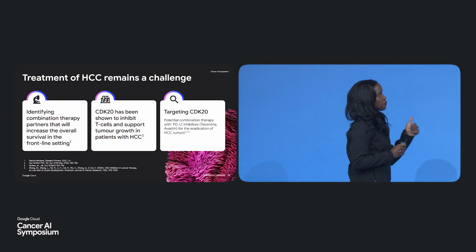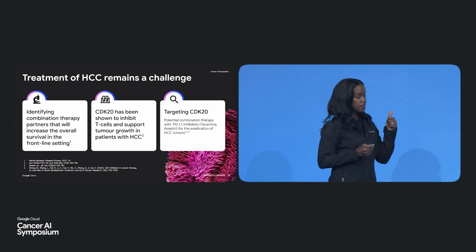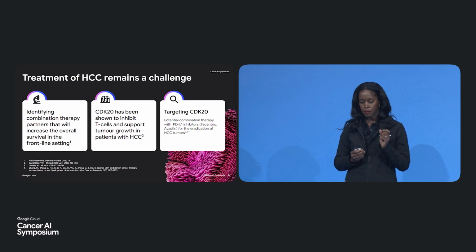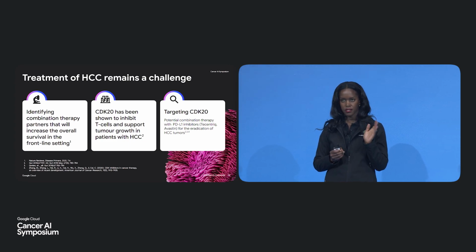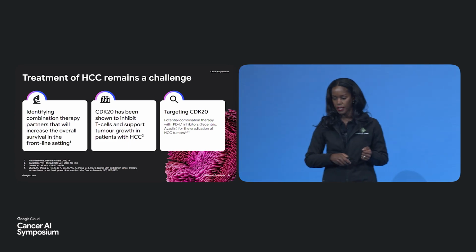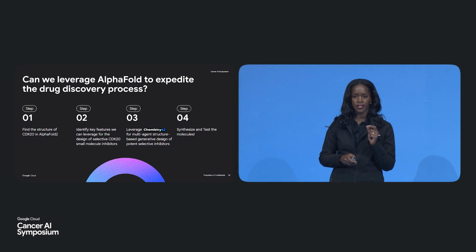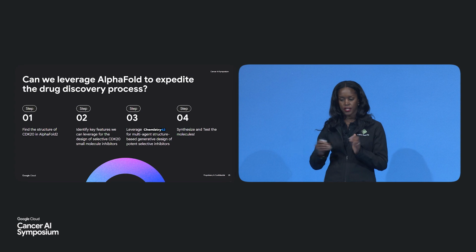So basically, what we wanted to do is identify a combination therapy partner that will increase the overall survival rate in the frontline setting. And we identified a target, CDK20, which is called cyclin-dependent kinase number 20, which has been shown to inhibit T cells and support tumor growth in patients with hepatocellular cancer. So we found this connection in our platform, PandaOmics. And it therefore would serve as a potential target in this particular disease and help with this high unmet need. So there we had our starting point. We had a disease of interest, and we had identified a target that had no known crystal structure. So we therefore took the following steps.